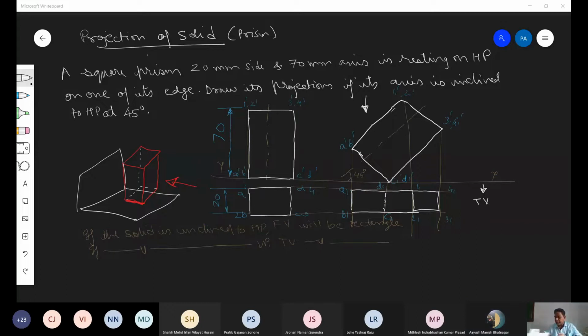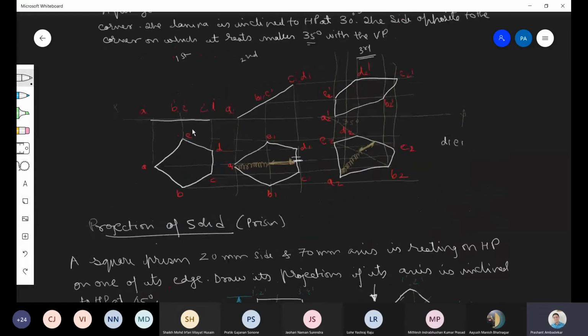Now see this edge and corner here on the screen. When I am saying it is resting on edge, how many points should be there? Two points, because an edge is formed by two points. And when I am saying it is resting on corner, how many points should be there? One point. You can see this position of the plane. This one is resting on what? Corner, correct?